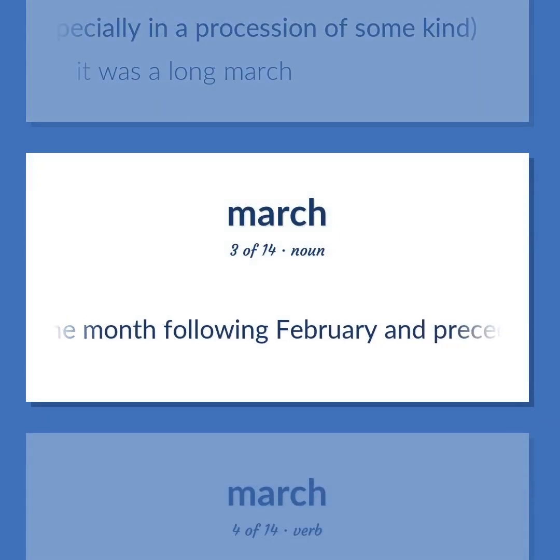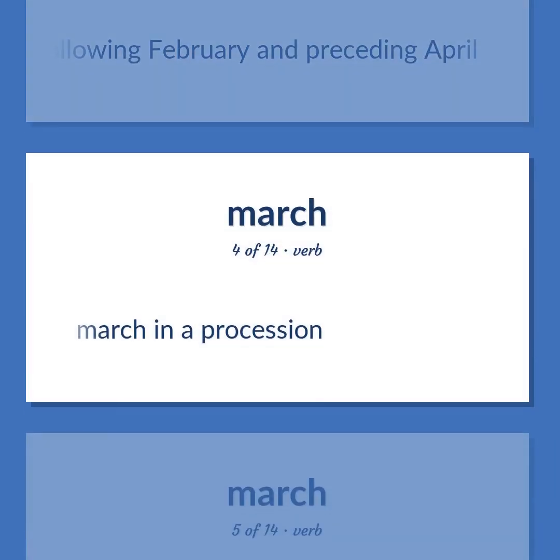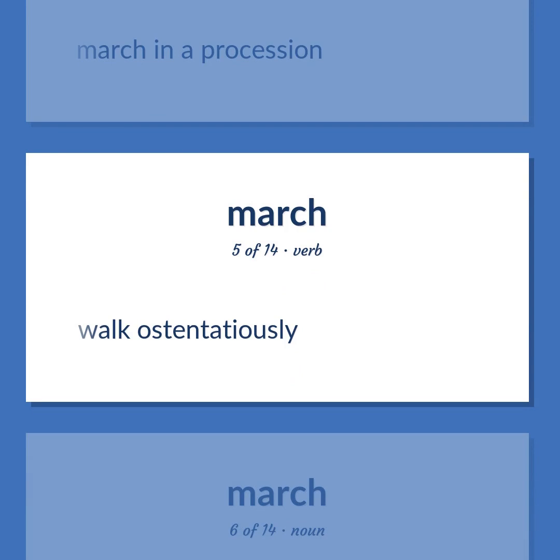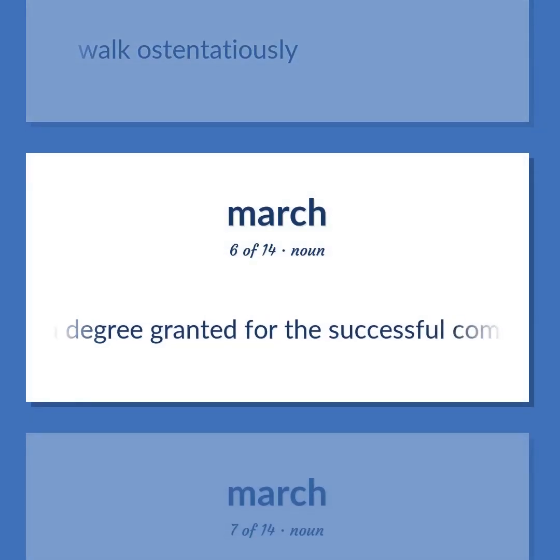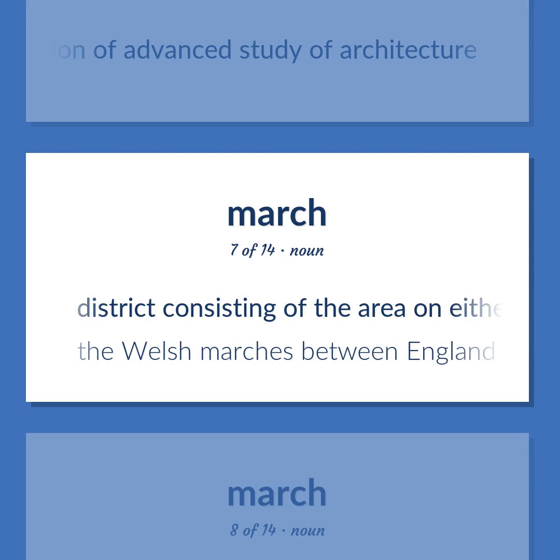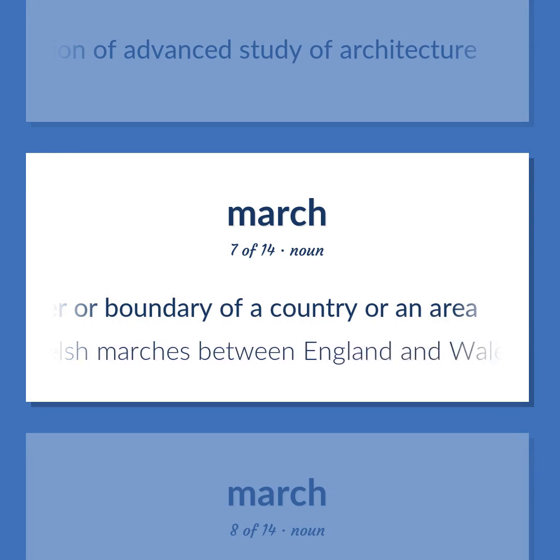The month following February and preceding April. March in a procession. Walk ostentatiously. A degree granted for the successful completion of advanced study of architecture. District consisting of the area on either side of a border or boundary of a country or an area. The Welsh marches between England and Wales.